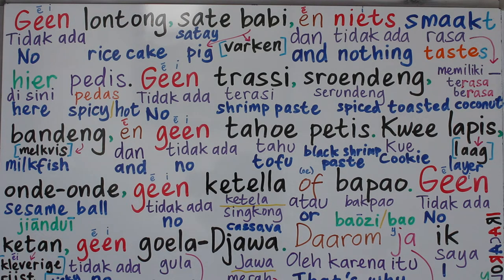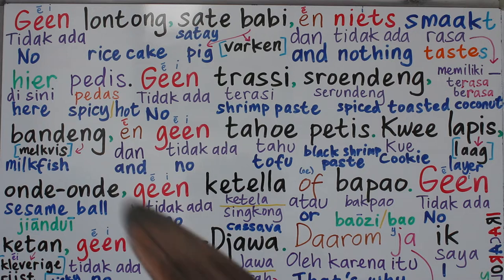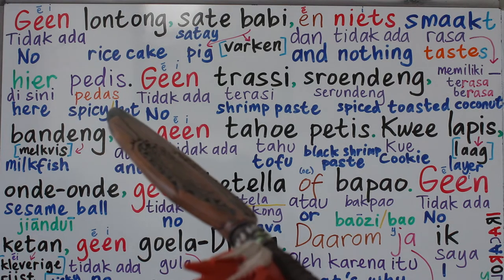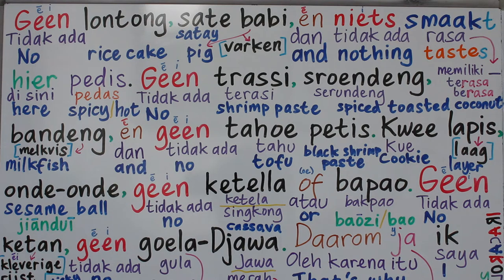But in informal, slang, or daily conversation, sometimes we say it as pedes. We replace this letter A in Indonesian with E, because it is easier to pronounce. You don't have to move your mouth or your tongue when you say pedes. It's kind of the same. Instead of pedas, when you have to say A, you have to open your mouth and do something with your tongue. That's why in daily conversation or slang it is pedes. But I don't know why in Dutch it becomes this one, so I just write it here.